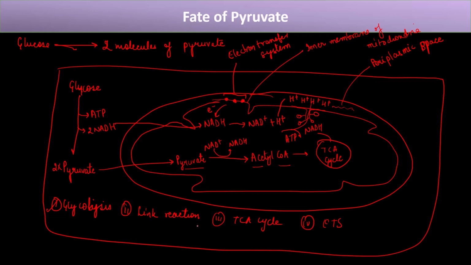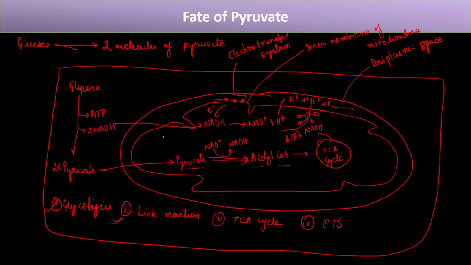Now we have studied about the glycolysis. The second one is the link reaction. For the hint, this is the link reaction that is happening here. Now let's see this reaction in detail. So the link reaction, why is it called a link reaction? Because it is a bridge.